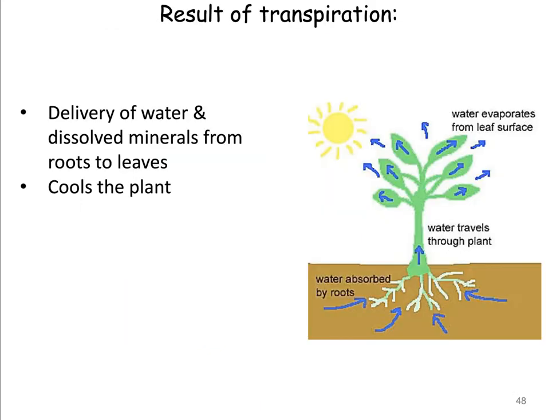And so the result of transpiration is essentially you get delivery of water and dissolved minerals from the roots to the leaves. So water gets sucked in through the roots, travels up through the leaf, and evaporates from the leaf surface. So this has the advantage of delivering water to all the places that it's needed in the plant. And also some minerals will get delivered to different parts of the plants as well.